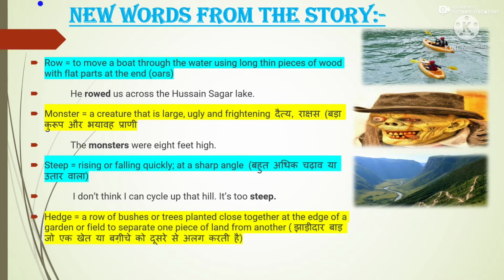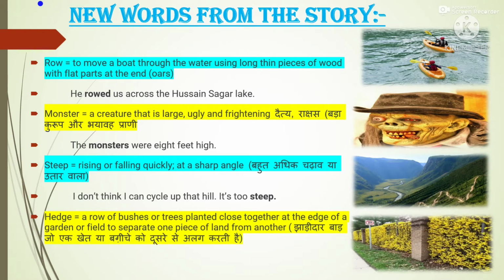Okay. Hedge means a row of bushes or trees planted close together at the edge of a garden or field to separate one piece of land from another. You can see hedge in the picture, the last picture. It is a collection or row of bushes, trees planted close together, at the edge of a garden or field to separate one piece of land from another.